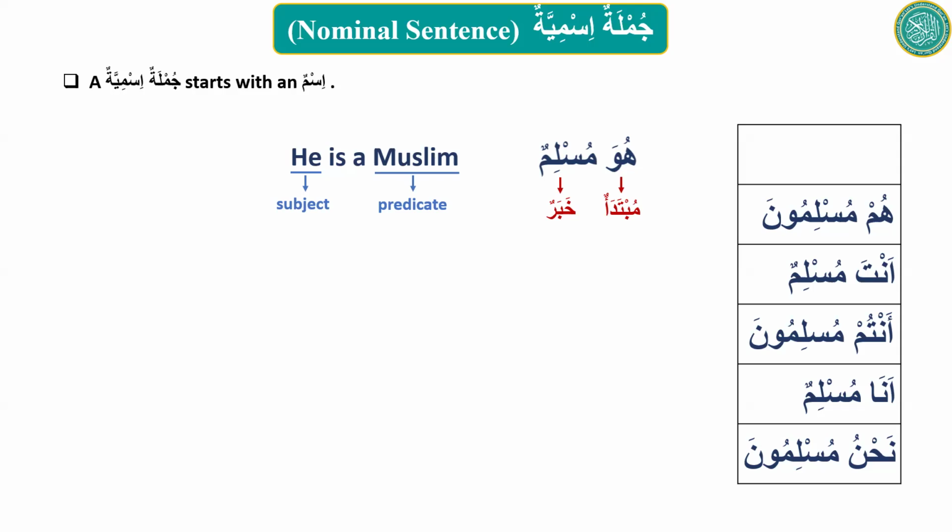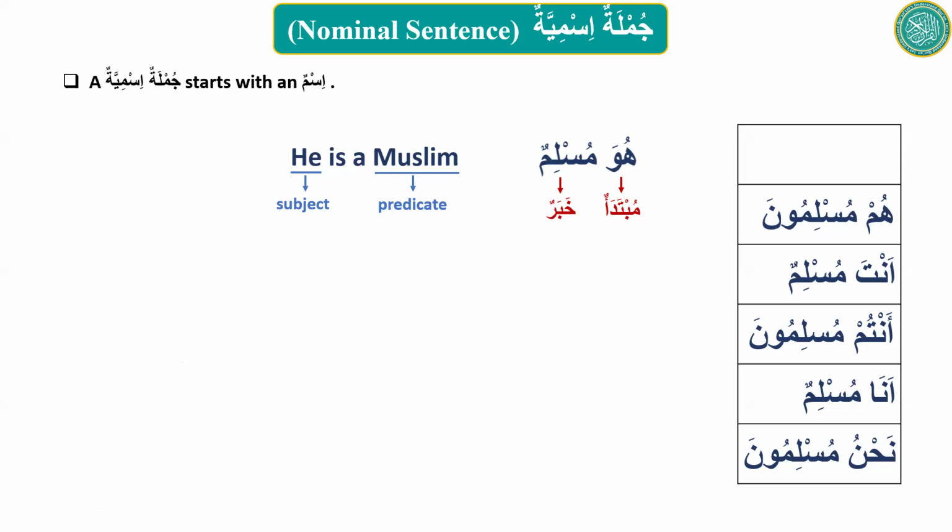Mubtada and khabar. You see, mubtada, huwa, is it a common noun or a proper noun? Does anybody know? Is huwa a proper noun or a common noun? Brother Taimur? It's a proper noun. When we were learning the properties of ism, proper nouns and common nouns, we learned that a pronoun, it doesn't really matter if it is an attached pronoun or a detached pronoun, is always a proper noun.